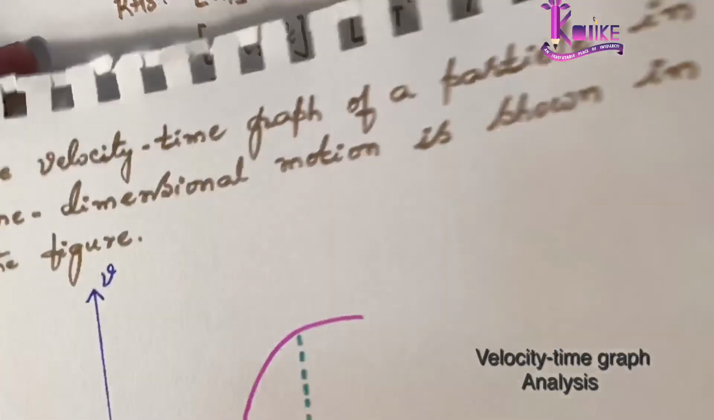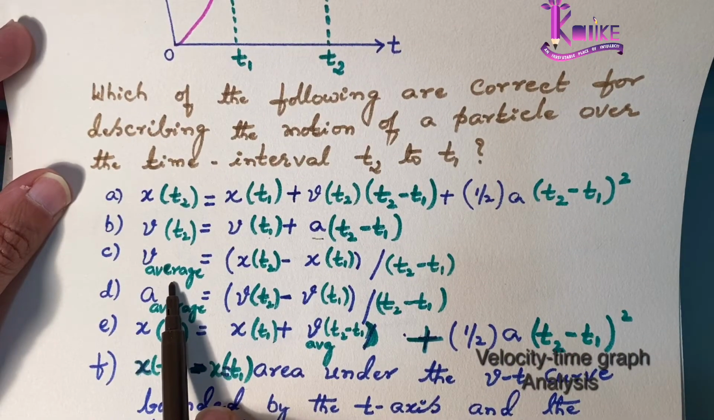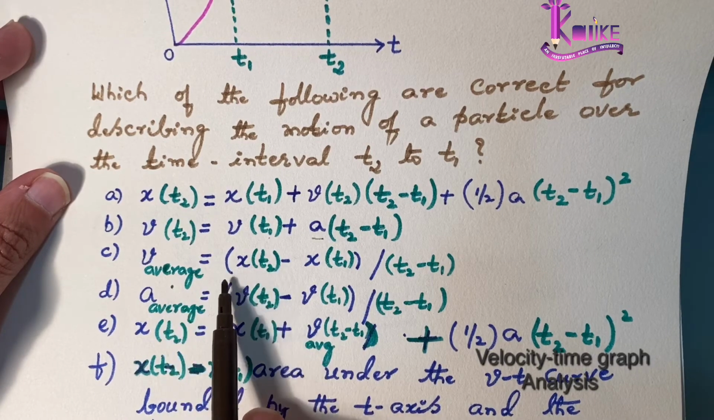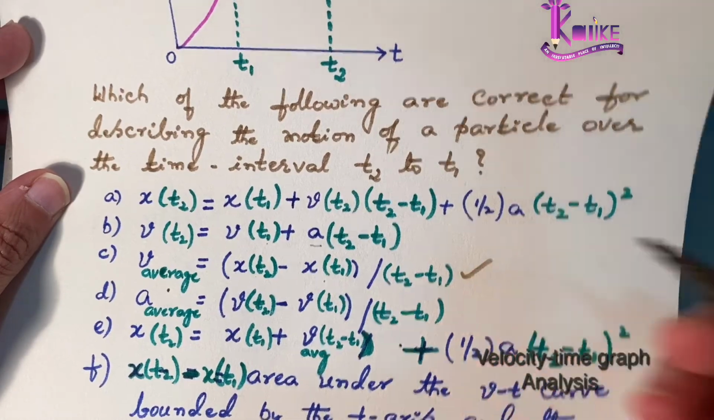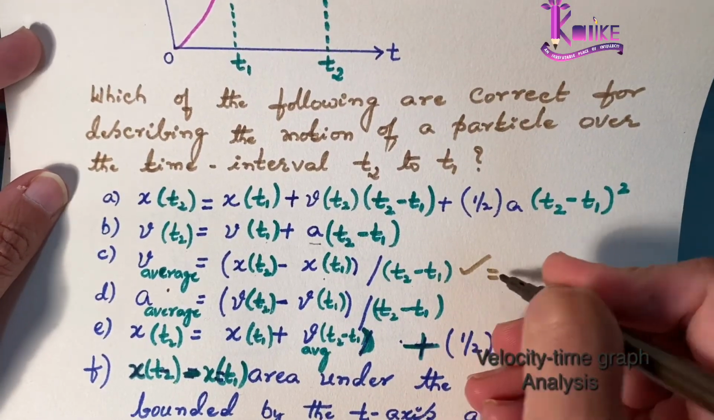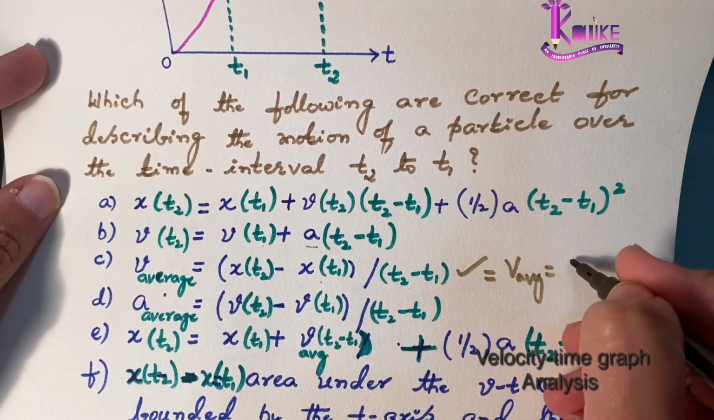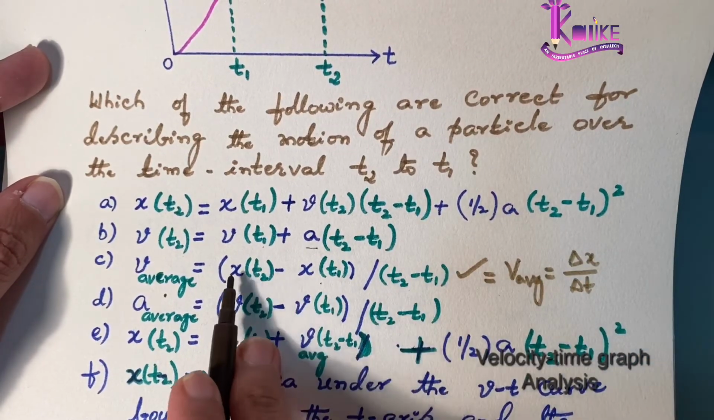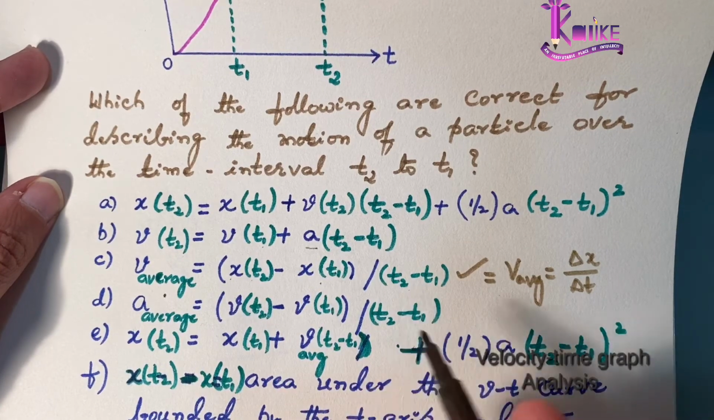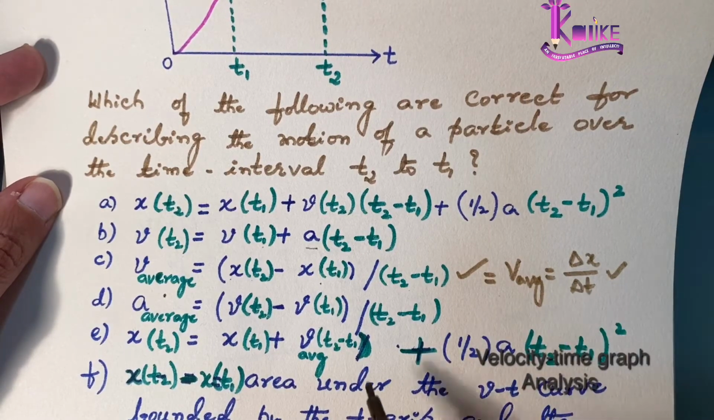Now what's the next equation given? The next equation is V average. So you can find out the average velocity from the graph. Now what's the equation given? x2 minus x1 by t2 minus t1. That looks perfectly fine because it can be written as V average is equal to delta x by delta t, in other words, right? Because it is x2 minus x1 divided by t2 minus t1, and this looks perfect. So you can easily find out the average velocity using that equation from the graph. So it's perfectly all right.